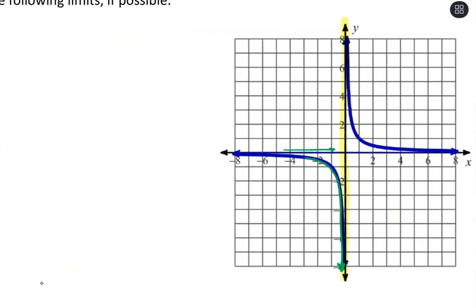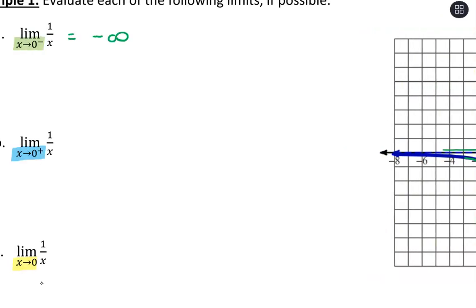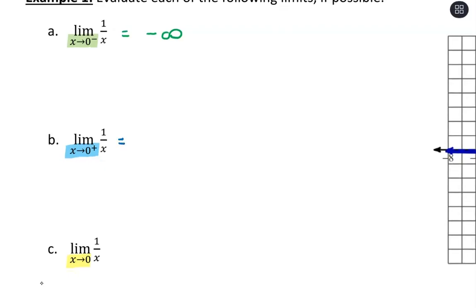From the right-hand side, similar idea: as we approach 0 from the right, this is where our function is going up and off to positive infinity. As we're getting closer to 0, even though we'll never reach 0, just to the right of 0, our f of x values are absolutely massive. So they would be off at positive infinity, and that's how we would evaluate the limit. We would say positive infinity.